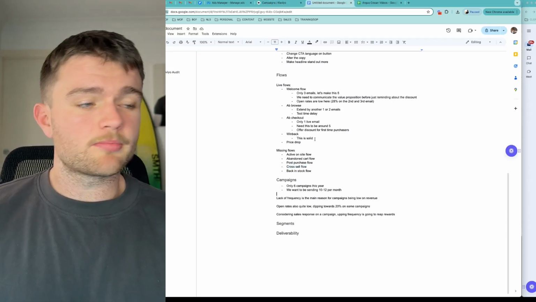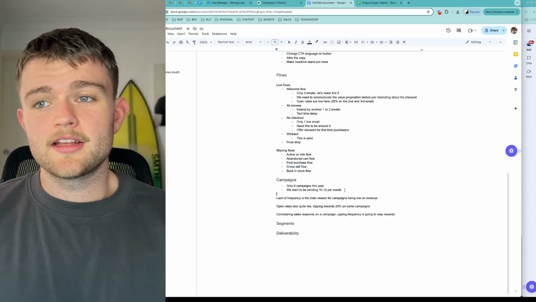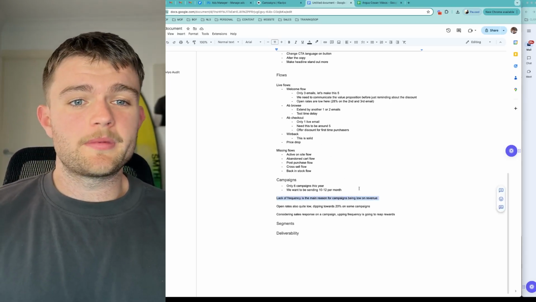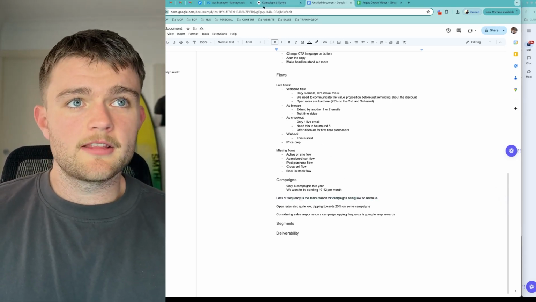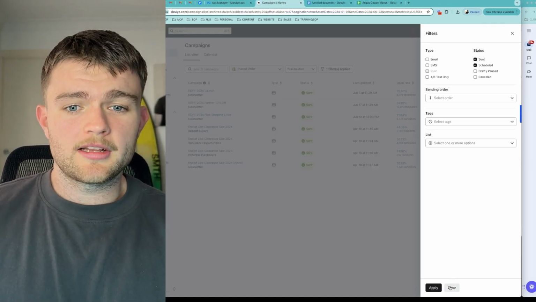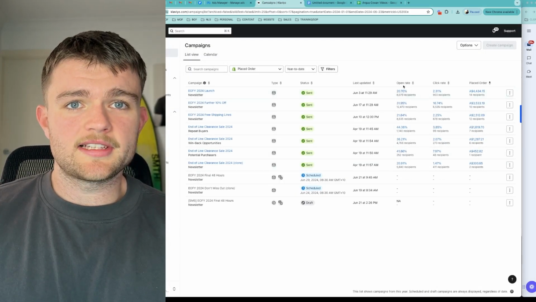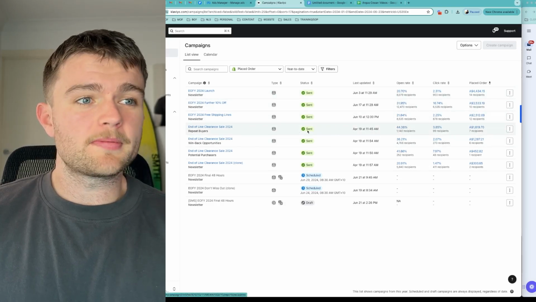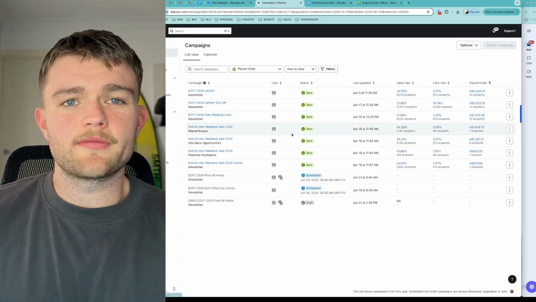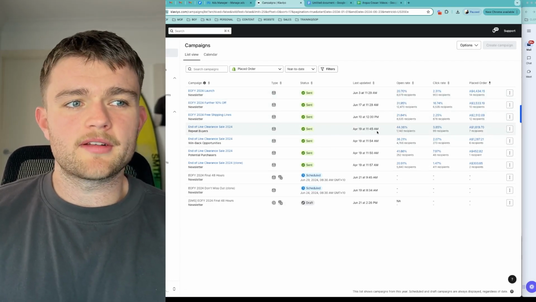Considering good volume is probably 10 to 12 a month, the frequency alone would be the main reason for the campaigns driving next to no revenue compared to the flows. The open rates are also quite low. If you have a look here, when they're sending to their whole list, they're getting 20% open rates. They're getting 40% only when sending to repeat buyers, who are obviously going to be really warm. They're people who keep buying from the brand.